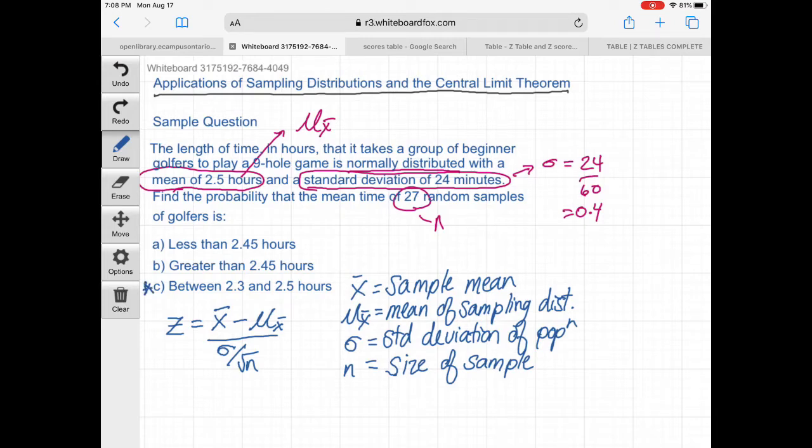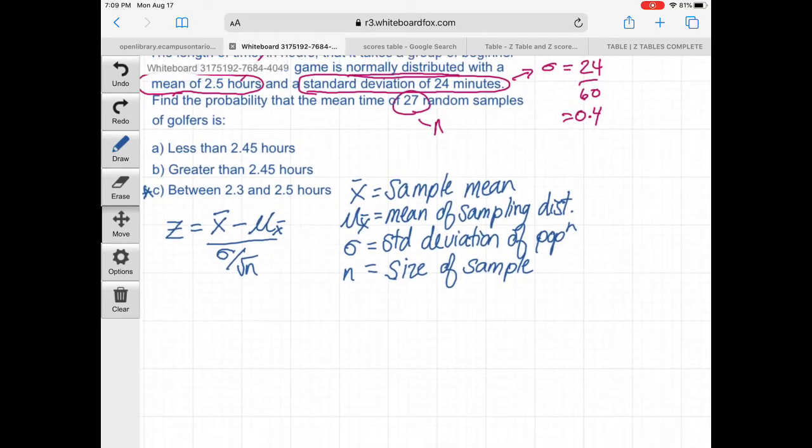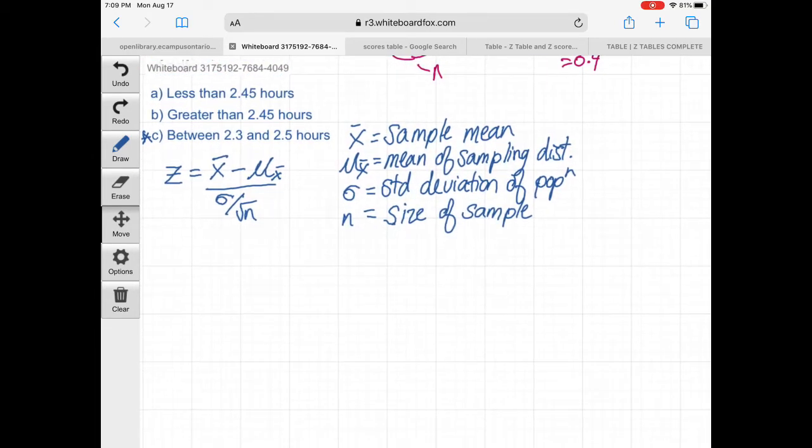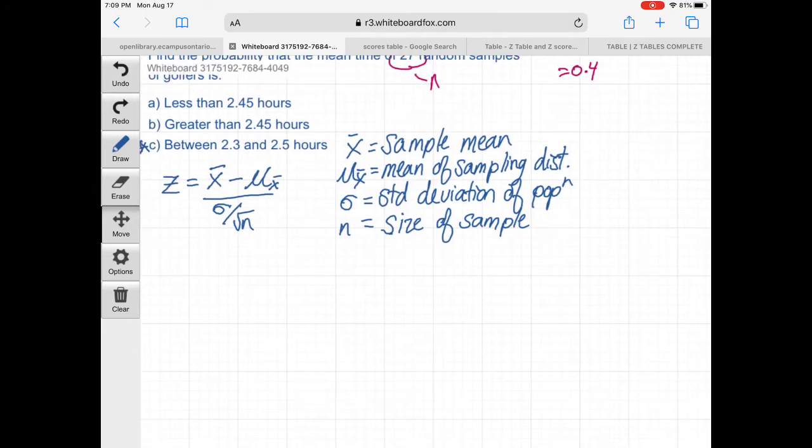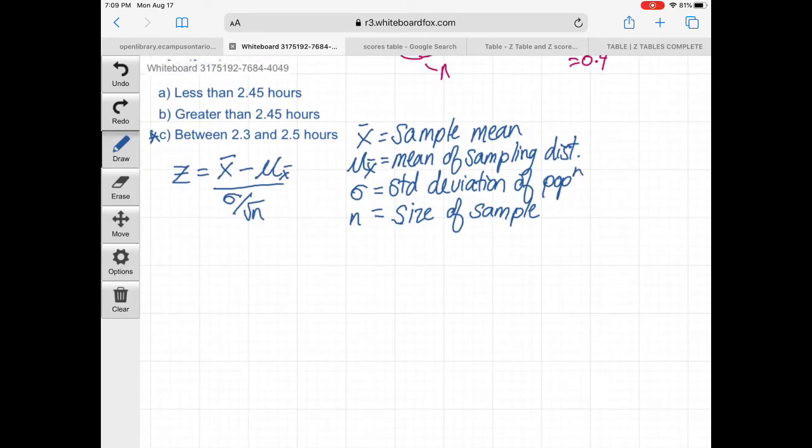All right, we'll go ahead and do how we started A and B as well, by drawing the normal curve. So let's get centered here. Part C. There we go. Do a sketch so we can see what we're talking about. The mean is 2.5, and we're looking for the probability that we're between 2.3 and 2.5. Okay, so let me draw 2.3 hours on here.